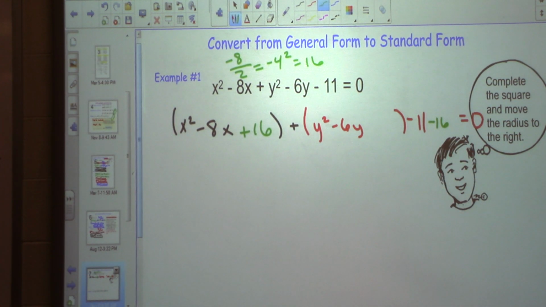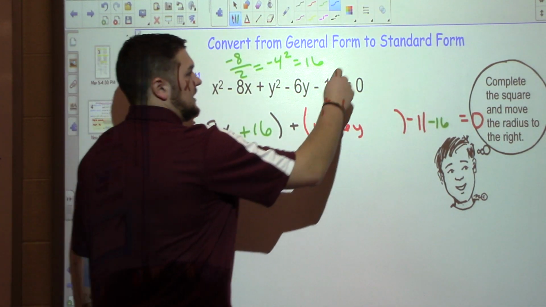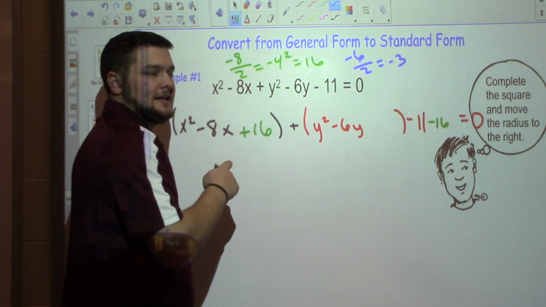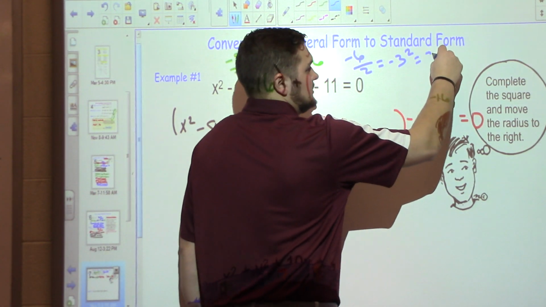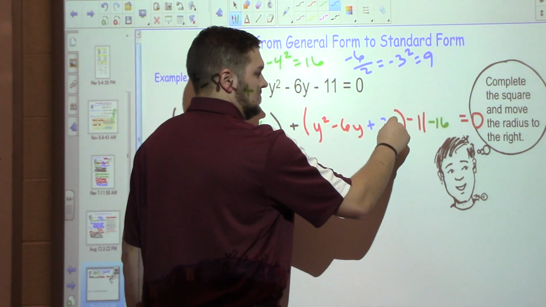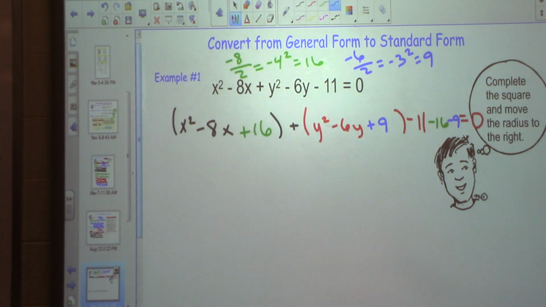Okay, does that make sense? You all follow me? Then, for my y values, I have negative 6 for a b term. Divided by 2, I get negative 3. Squared, I get 9. Add it on the inside, subtract it on the outside at the end.